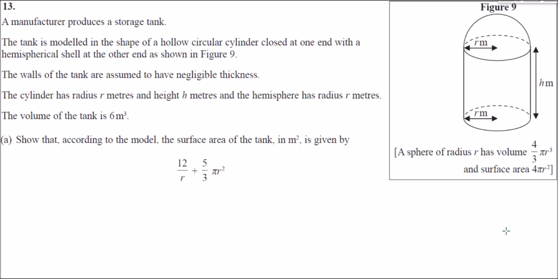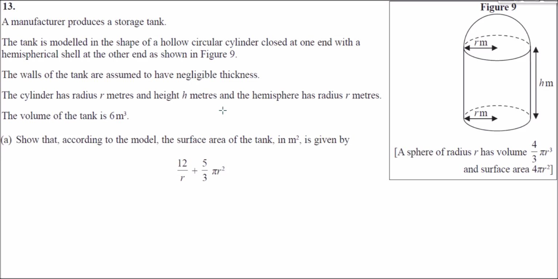Question 13 is about a manufacturer making a storage tank. So it's modelled as in this diagram in figure 9. It's in the shape of a hollow circular cylinder, closed at one end, with a hemispherical shell at the other end, like so. The walls can be assumed to have negligible thickness, so they're not going to affect the calculations. You don't need to consider how thick they are or aren't thick. The cylinder's got radius r meters and height h, and the hemisphere has radius r meters too. The volume of the tank, we're told, is 6 cubic meters.